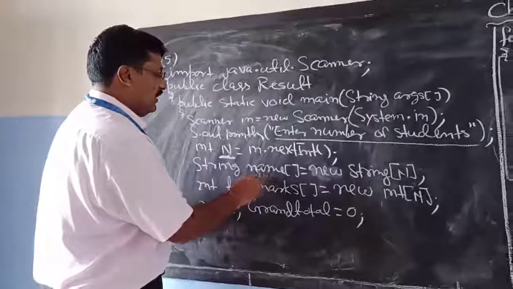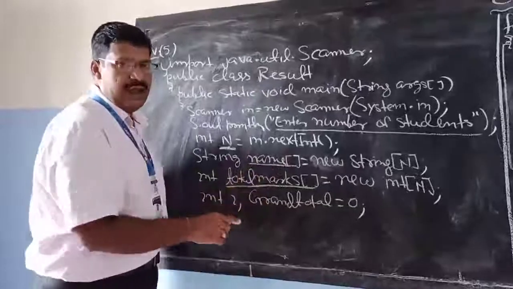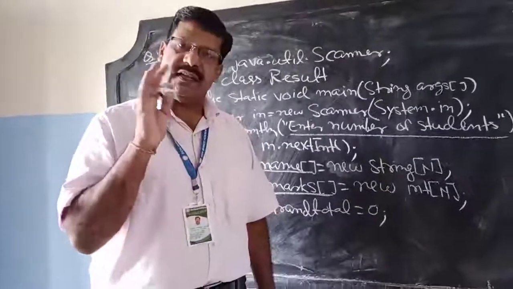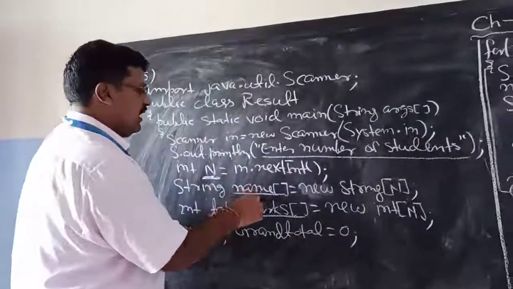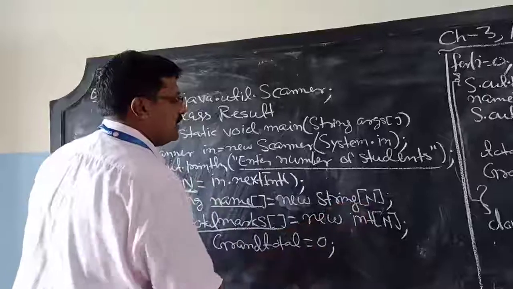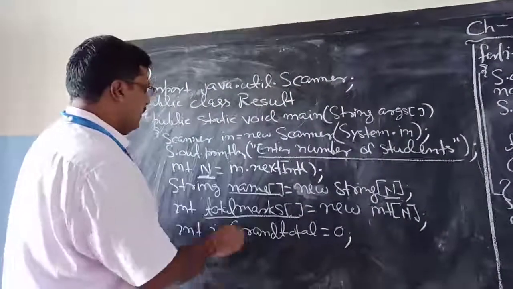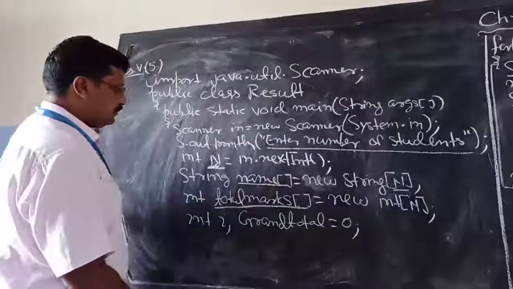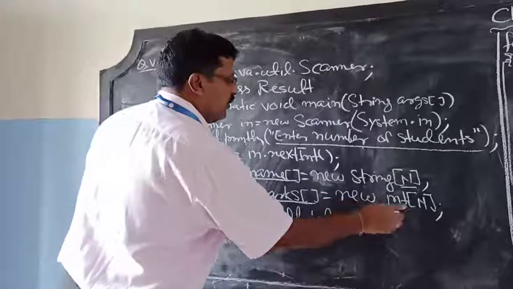String name: this name of the array is given in the book question. If the array's name is given in the question, you are supposed to take the same array name, don't change it. String name equals new String, and what is the size of the array? n. The n value will come from whatever we input through the keyboard, and that will be the size of the array. Again, int total marks equals new int n.